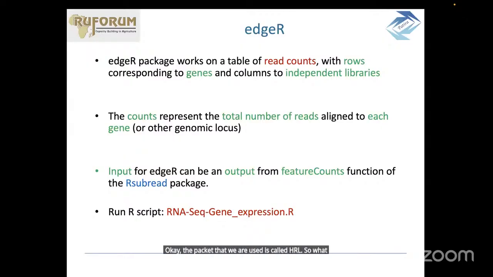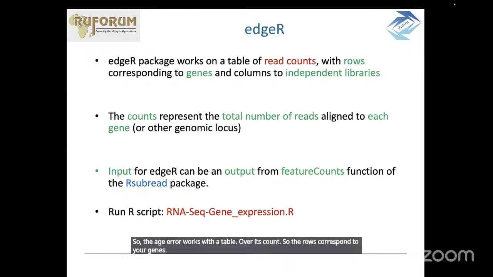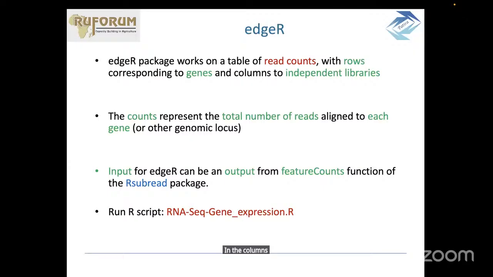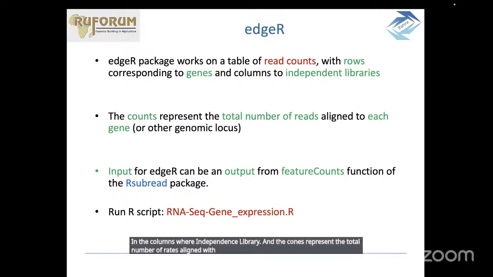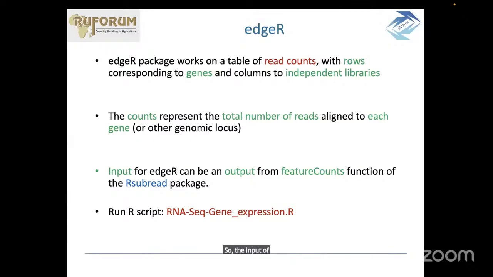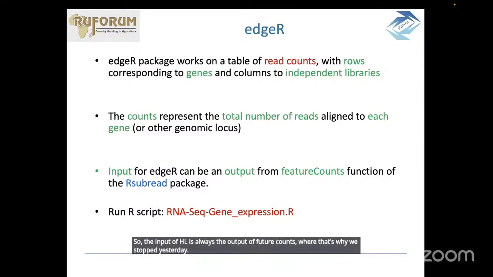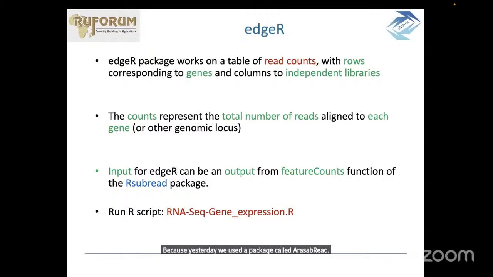So what does the package do? edgeR works with a table of read counts. The rows correspond to your genes and the columns to your independent libraries. The counts represent the total number of reads aligned to each gene in the genomic locus. So the input of edgeR is always the output of featureCounts. That's where we stopped yesterday. Yesterday we used the package called Rsubread, so the output of Rsubread is the one that we're going to start running today.